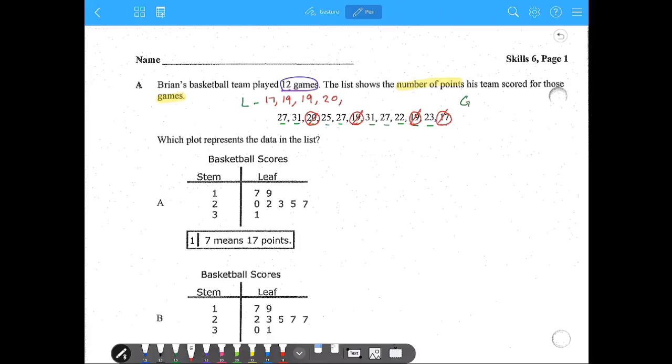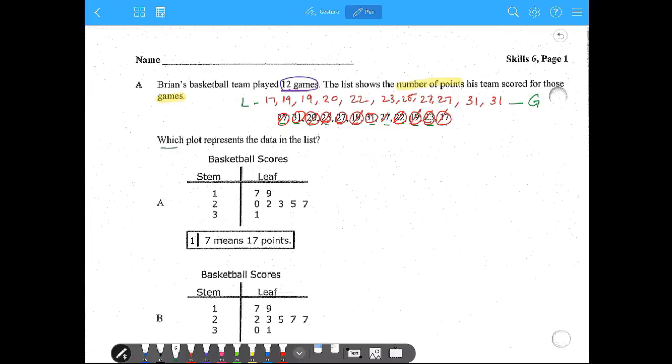Next up, there's no 21, but there is a 22. There's a 23. And then we have, let me see, there's a 25. And then there's two 27s. 27, 27. Let me make this a little bit bigger. And then we finally have two 31s. 31, 31. Okay, so there's my list, and it's in order from least to greatest.